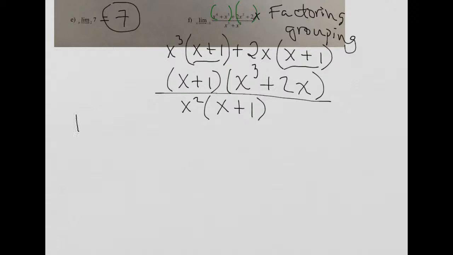Now, what's my limit value? It's going to -1. But before I do that, what cancels out? This one with this one. So I'm left with x cubed plus 2x on the top over x squared on the bottom.